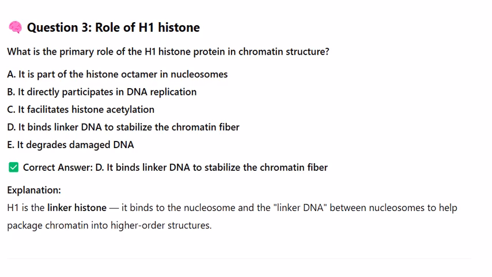Question 3. Role of H1 histone. What is the primary role of the H1 histone protein in chromatin structure? A. It is part of the histone octamer in nucleosomes. B. It directly participates in DNA replication. C. It facilitates histone acetylation. D. It binds linker DNA to stabilize the chromatin fiber. E. It degrades damaged DNA. Correct answer: D. It binds linker DNA to stabilize the chromatin fiber. Explanation: H1 is the linker histone. It binds to the nucleosome and the linker DNA between nucleosomes to help package chromatin into higher order structures.